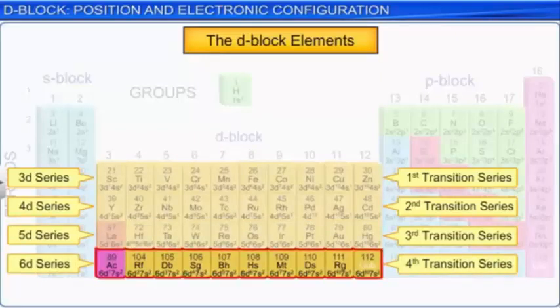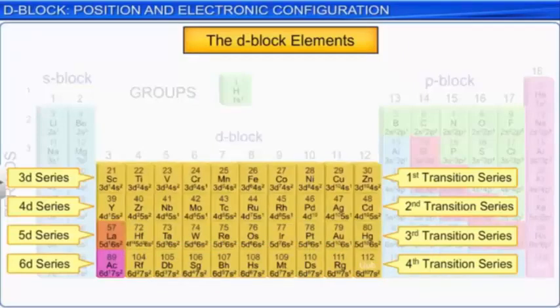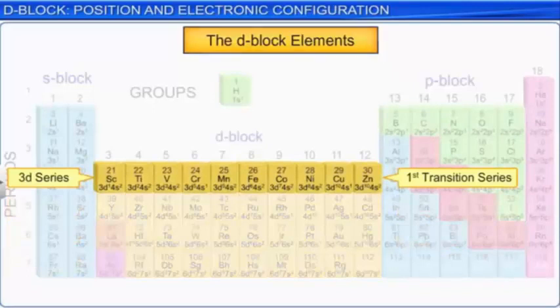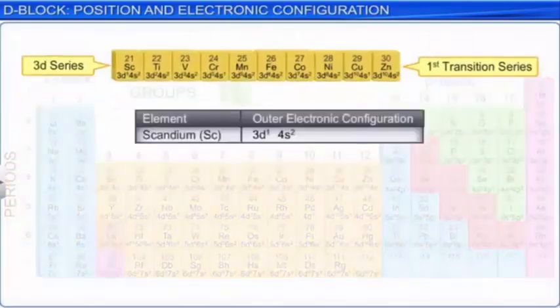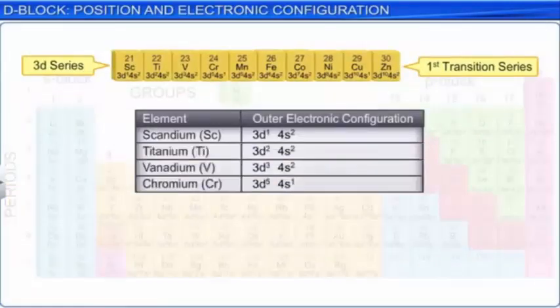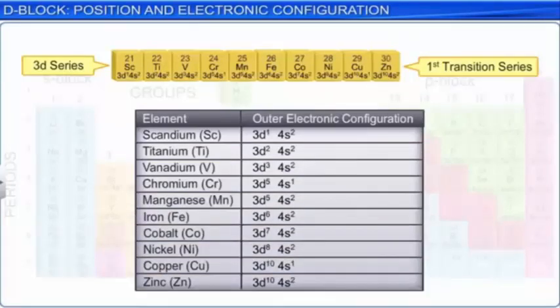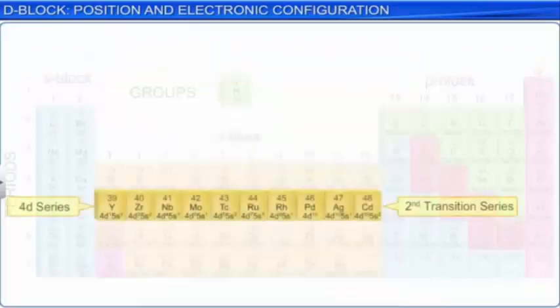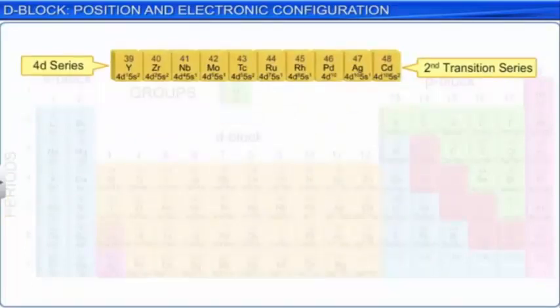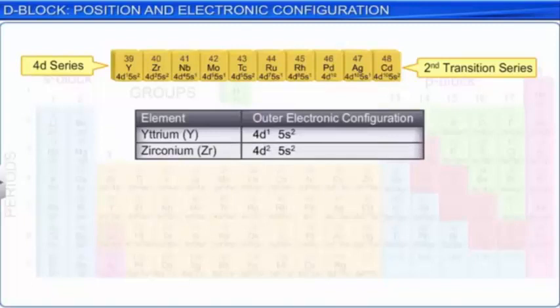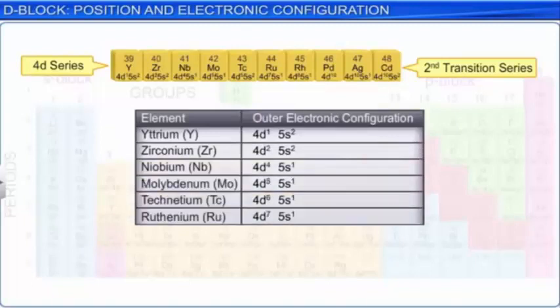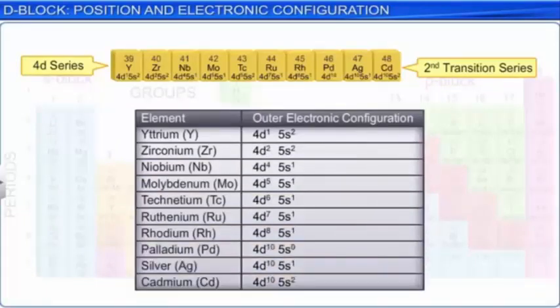The first transition series includes the elements from scandium to zinc. The second transition series includes the elements from yttrium to cadmium, while the third transition series includes the elements from lanthanum to mercury.